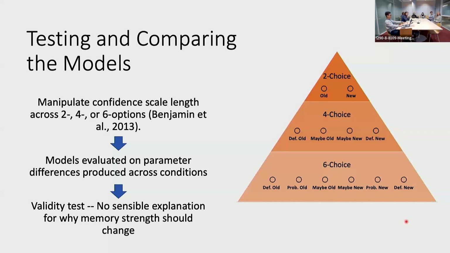By sensible, I mean that although there are all kinds of parameters that the model can vary to capture changes across scale, there's no sensible explanation for why the parameters that represent memory strength should change. Using different kinds of scale should not affect how strong your memory is for each item. So if you want to say a model is good or valid, it should be able to capture the changes while the strength parameters stay constant.